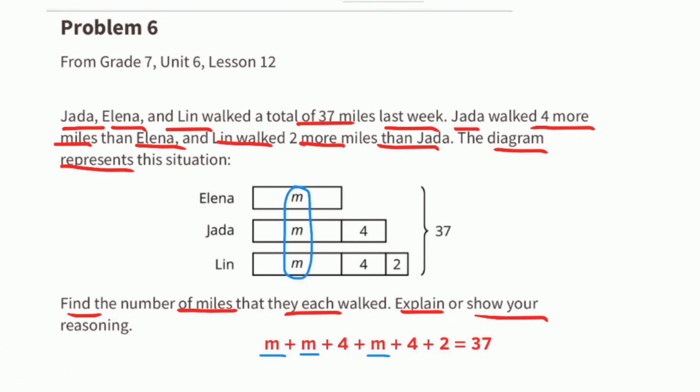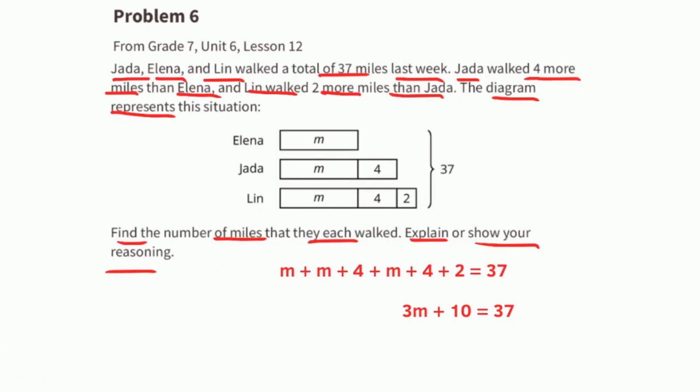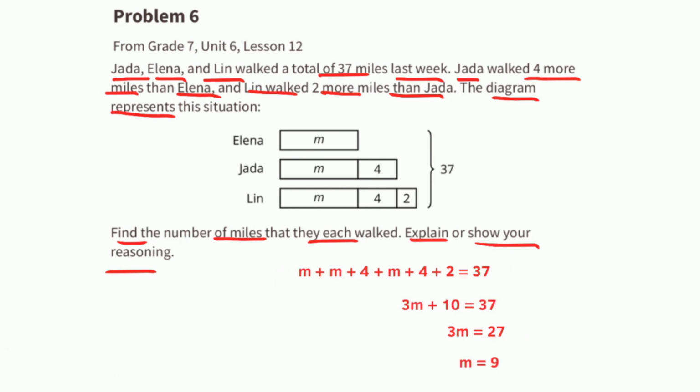M plus M plus M plus 4 plus 4 plus 2 equals 37. Now that we've started to write an equation, let's collect like terms. 3m plus 10 equals 37. To solve for m, we got to get it by itself, so let's subtract 10 from both sides of the equal sign. That leaves us with 3m equals 27. To turn that 3m into just 1m, we need to divide both sides by 3. 3m divided by 3 and 27 divided by 3. That leaves us with 1m, or m, equals 9.